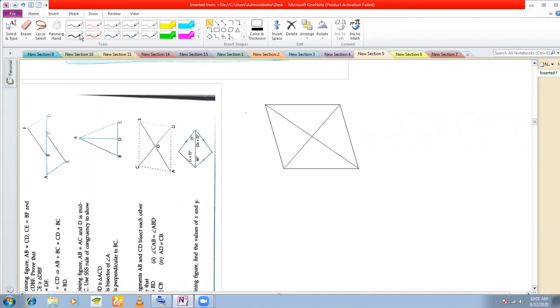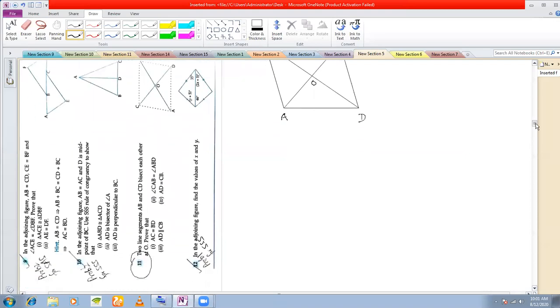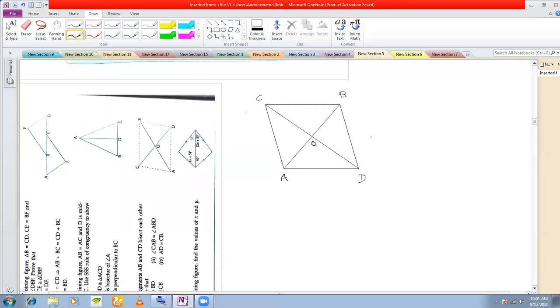Okay, and you have this A, B, your O, this is your C, and this is your D. This is what the picture looks like. Okay, and the question here is, two line segments AB and CD bisect each other. So you have your diagonals AC. These are actually dotted lines. This looks like a parallelogram, but actually it is not a parallelogram.